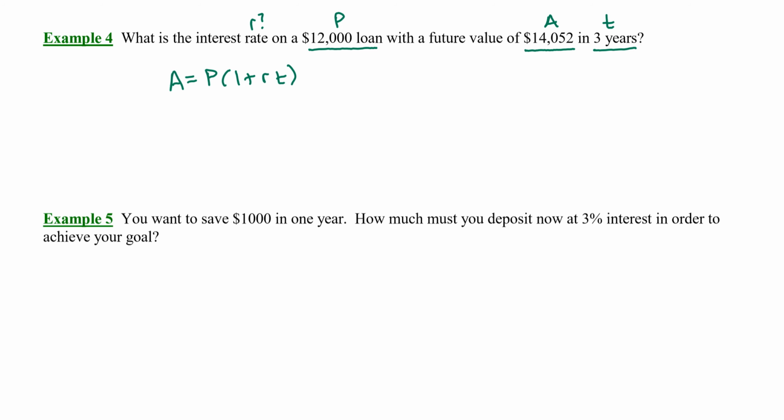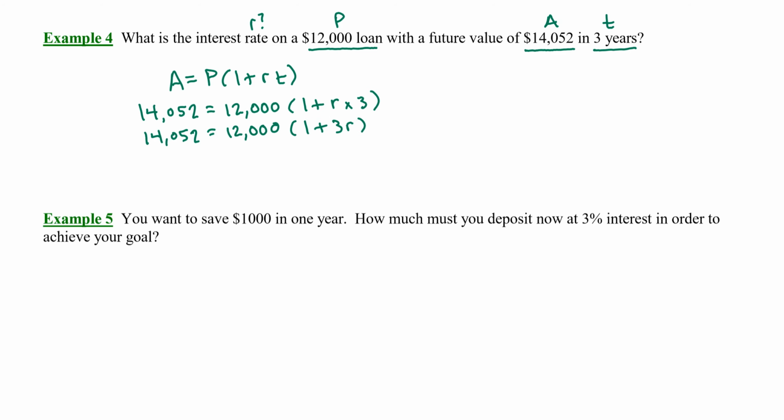Let's start with A. A is $14,052. And our present value, or principal, is $12,000. We don't know R, that's what we're trying to find, so I'm going to leave that as an R, times 3. Now, it's customary to write your coefficient, or the number, on the left side of the variable, so I'm going to switch that around and call it 3R, just to make it easier to read.